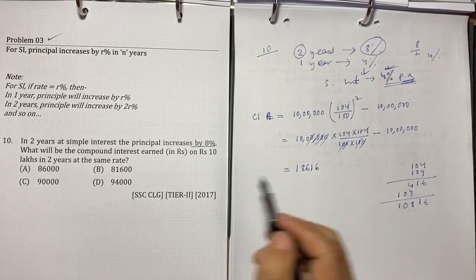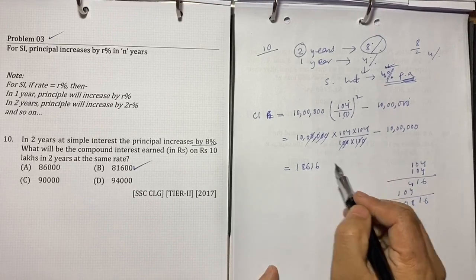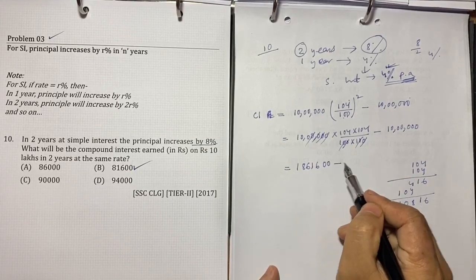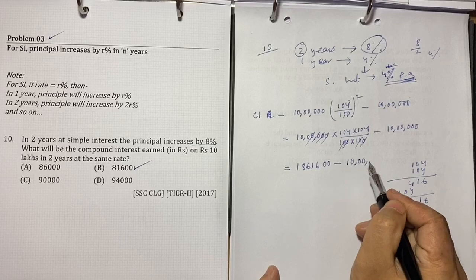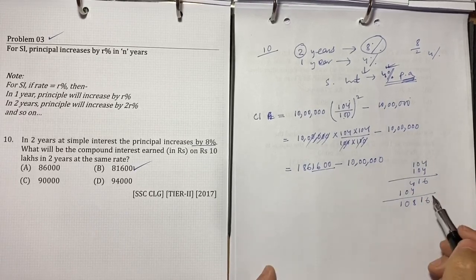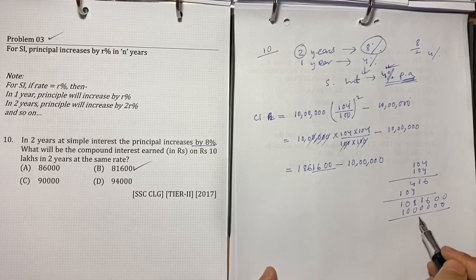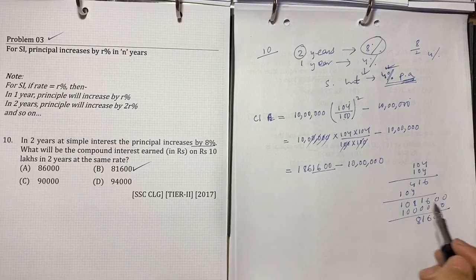10816, this will be the answer. Then minus the zeros, so it will be 81612. So this will be the answer.